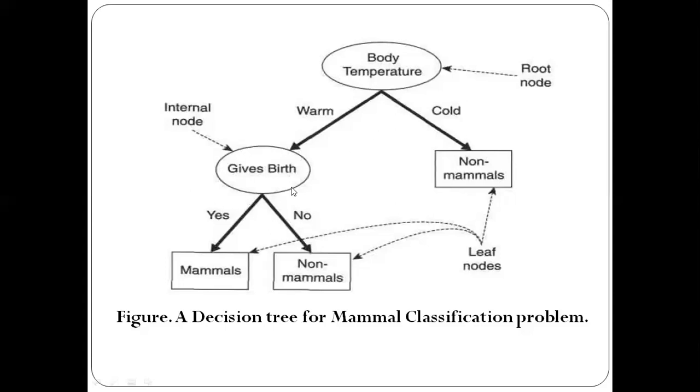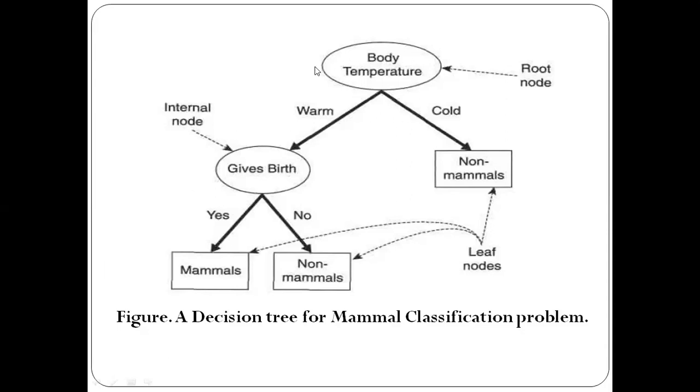Now coming to the internal node or the vertex, like gives birth here. This internal vertex will be having one incoming edge and two or more outgoing edges. Root will not be having any incoming edges, but it can have two or more outgoing edges. And the internal nodes can have one incoming edge and then they can have two or more outgoing edges. That is about the internal vertex or the node. And leaf nodes will be having one incoming edge, but they will not be having any outgoing edges. That is a leaf node.